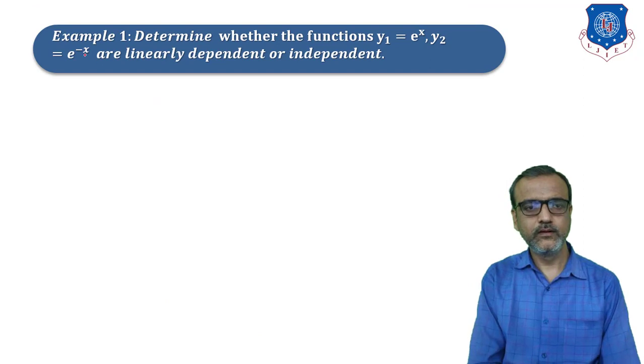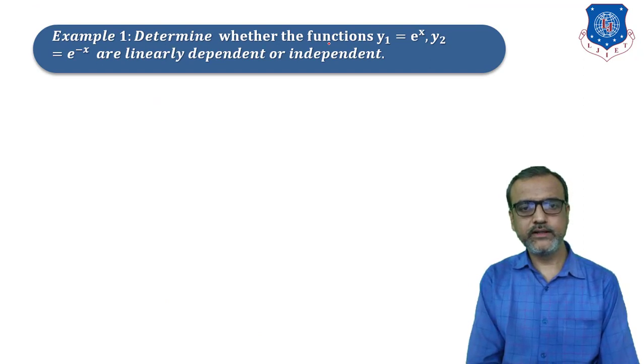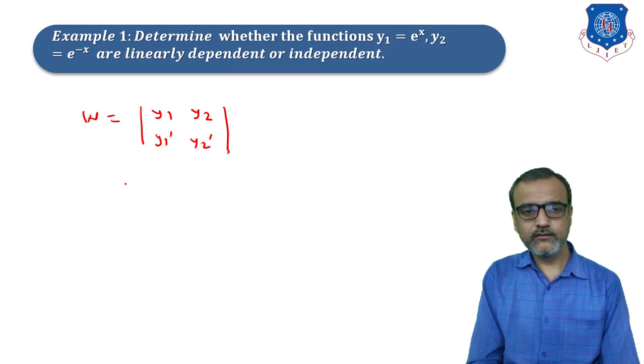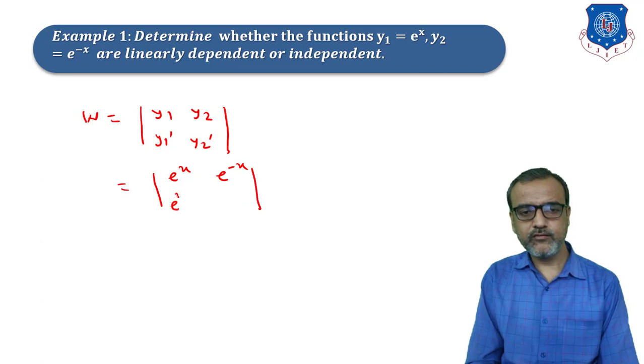Now example number 1, determine whether the functions y1 = e^x, y2 = e^(-x) are linearly dependent or independent. So here we will find the Wronskian determinant W, that is y1, y2 in the first row, y1 dash, y2 dash in the second row. So this is y1, that is e^x, and y2, that is e^(-x). Now the derivative of e^x is e^x and the derivative of e^(-x) is minus e^(-x).